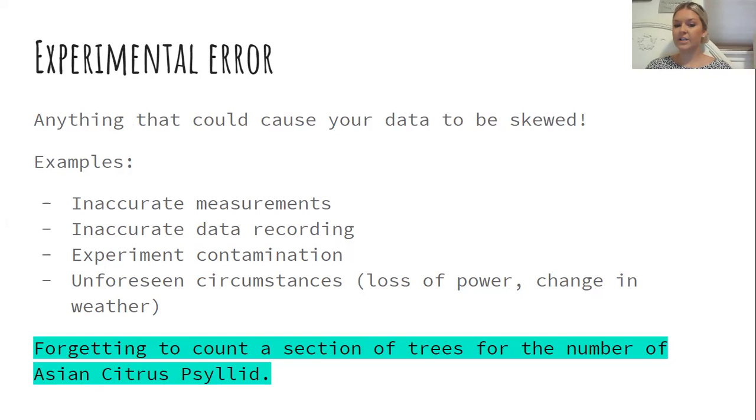Forgetting to count a section of trees for the number of Asian citrus psyllid. So that also can be something, if you forget, that could be a big error.